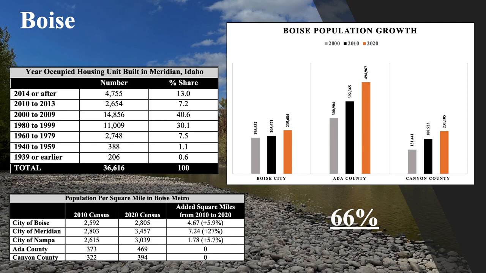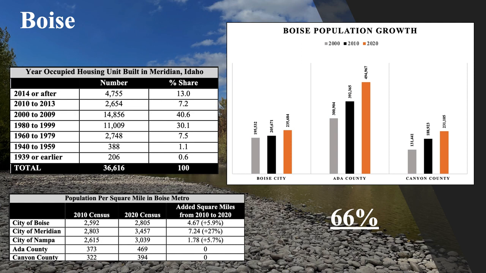To the west of Boise is the city of Meridian. Meridian is the fastest growing city in the state of Idaho. From 2010 to 2020, it added 7.24 square miles to its geographic footprint, a 27% increase in terms of its municipal boundaries. To the west of Ada County is Canyon County, and Canyon County is growing rapidly as well. Canyon County grew from 188,923 residents in 2010 to 231,105 residents in 2020, a 22.3% increase.